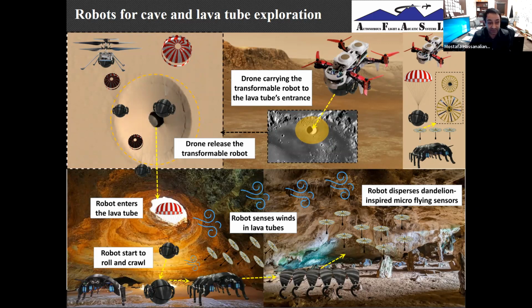So our idea is to have these drones, which can carry this pillbug robot, drop it into a lava tube, and since they have open entrances, there is a wind going inside of those lava tubes. So then this robot would start to disperse those dandelion seeds, and they start collecting information like humidity, temperature, the wind speed there, the type of gases, and all of those. Send it to the main robot, to the drone, and the drone would send it to the rover.